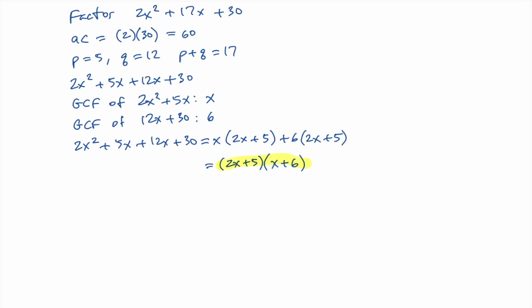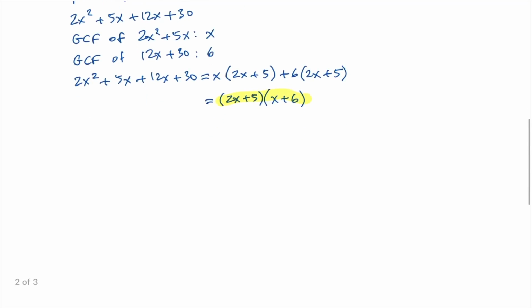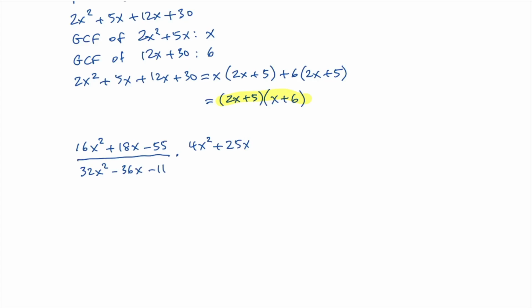Okay, so let's rewrite our original problem. And so we had 16x squared plus 18x minus 55 divided by 32x squared minus 36x minus 11. We multiplied by 4x squared plus 25x plus 6. And that was divided by 2x squared plus 17x plus 30.